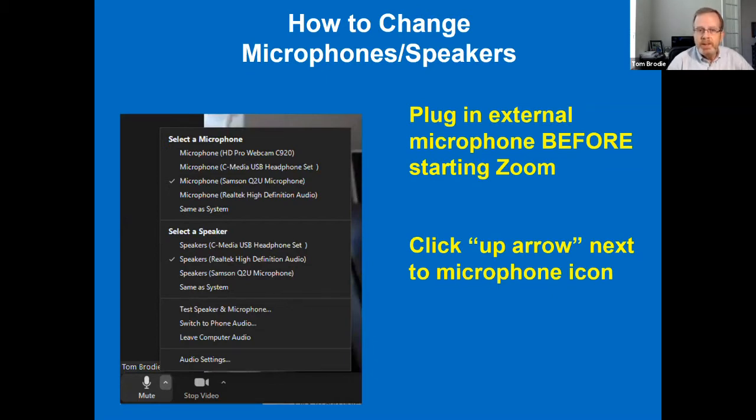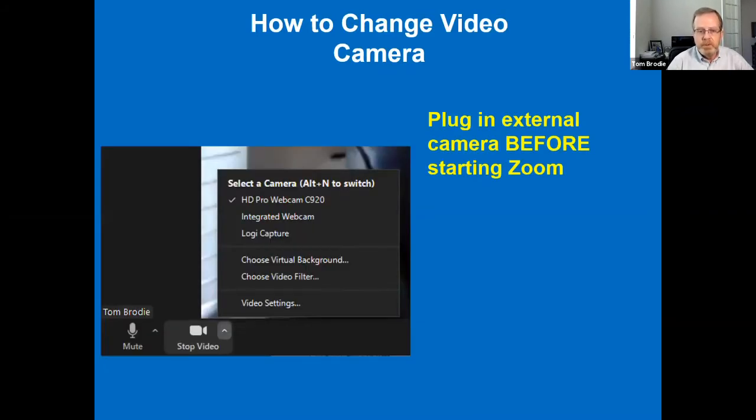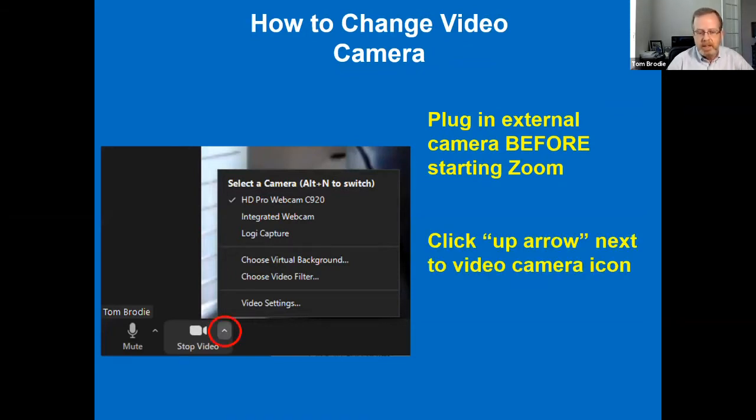And usually when you join a Zoom meeting, it gives you the option to check your video and audio settings, so you can make that choice before you actually get into the meeting. Go ahead and make that selection. Same thing with the video camera. Make sure your camera is plugged in before starting Zoom. Then right next to the video icon, same thing, there's an up arrow, and it shows you the options. You make whatever selection you want and you're good to go.